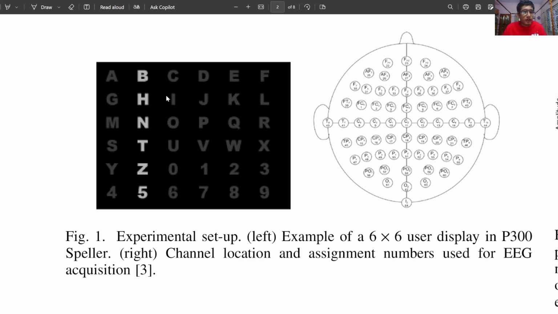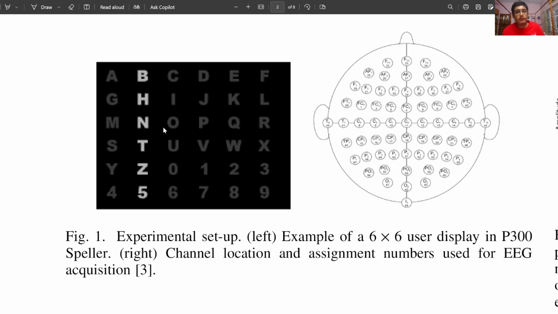And in this grid, either a row or a column flashed randomly, and the subjects were asked to spell a specific word by focusing on one of these characters. So let's say I want to spell India. So I'll focus on first I and then N and then D and then I again and then A.